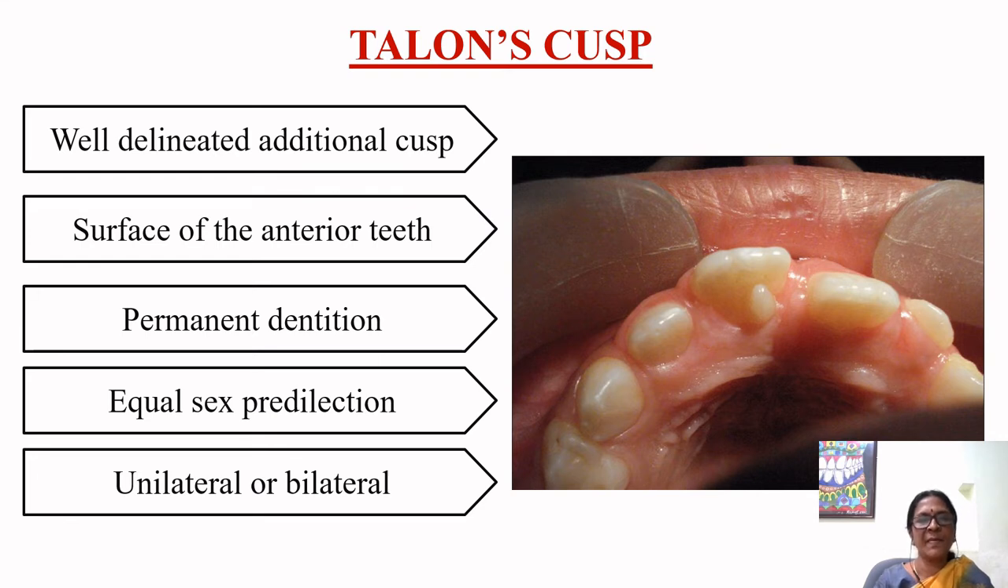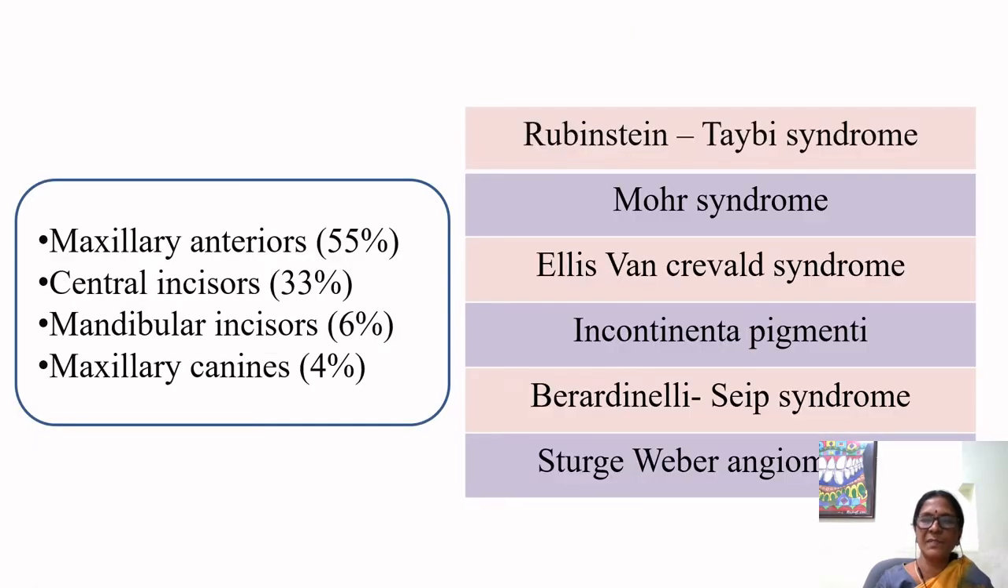Talon's cusp is a well-delineated additional cusp on the lingual surface of the anterior teeth, in the permanent dentition, with equal sex predilection, and it may be unilateral or bilateral. Associated with Rubinstein-Taybi syndrome, Mohr syndrome, Ellis-van Creveld syndrome, incontinentia pigmenti, and Sturge-Weber syndrome.